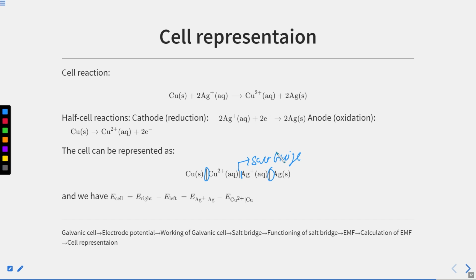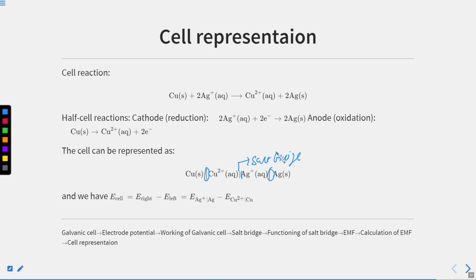Next is the cell representation. The most important thing to remember here is that we have to put a double slash to represent the salt bridge. The double slash is representing our salt bridge, and the single slashes present on both sides are representing the phase separation. It is a kind of interface between the electrode and the electrolyte, and this is our cell potential.